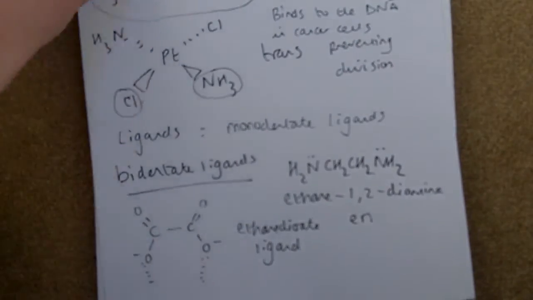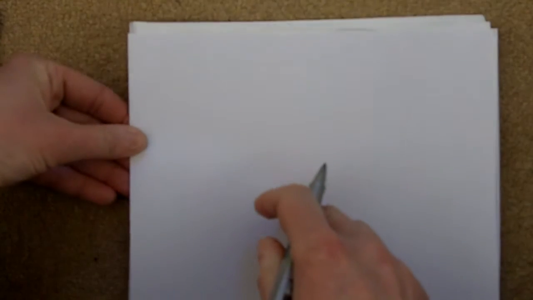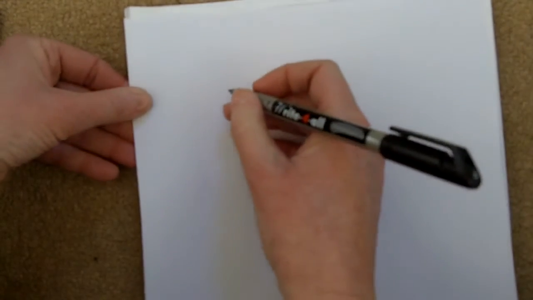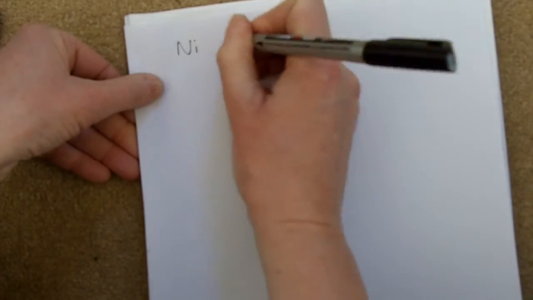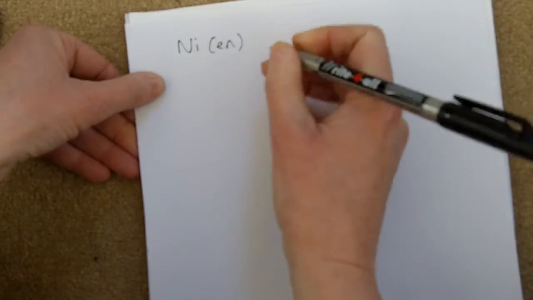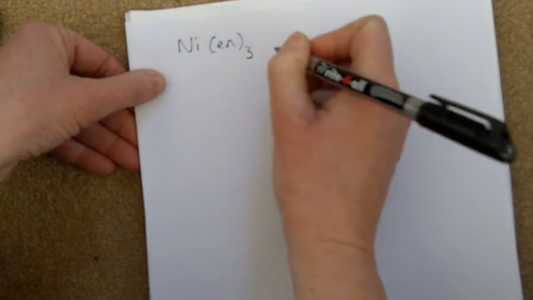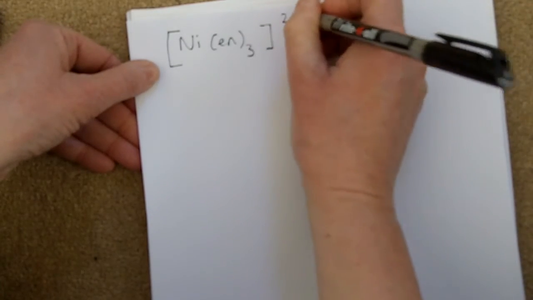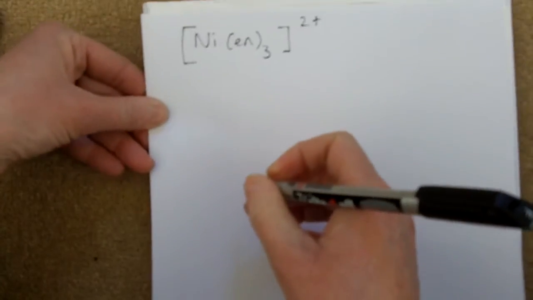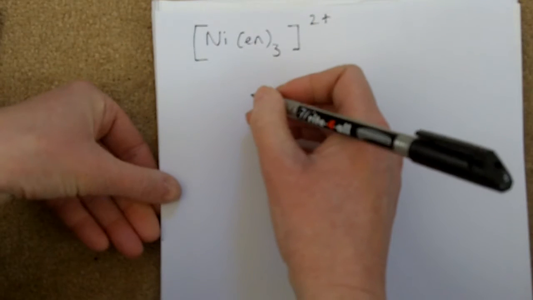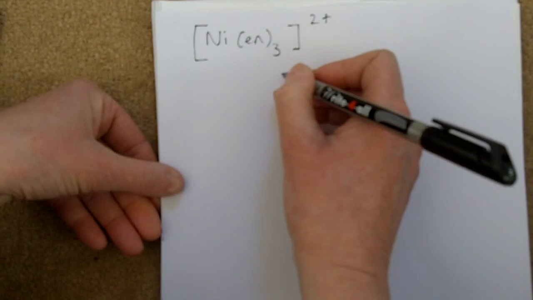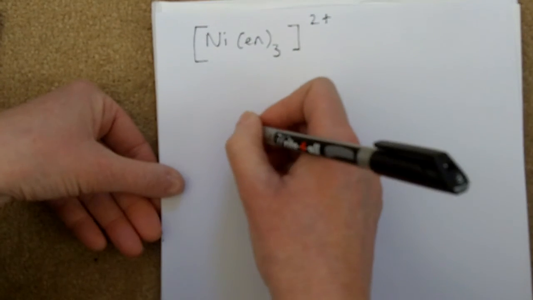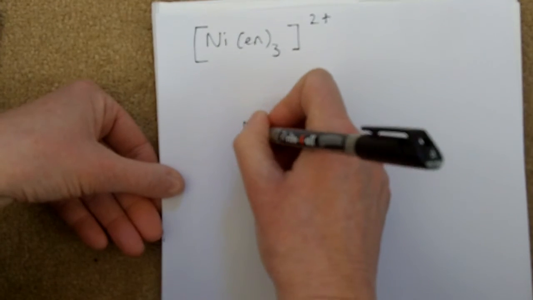Right, if you take, for example, nickel, the shorthand would be EN3. It's a neutral ligand, so the overall charge is 2+. Okay, so that means it's octahedral. There are only 3 ligands, but it is octahedral because each ligand bites twice.